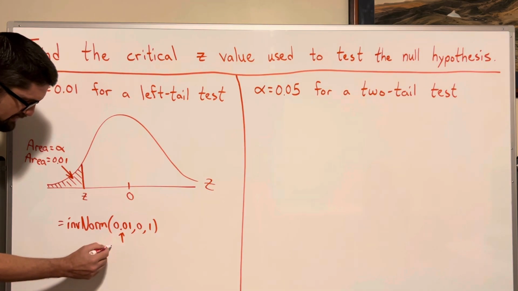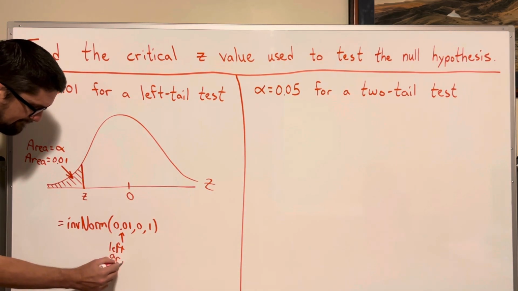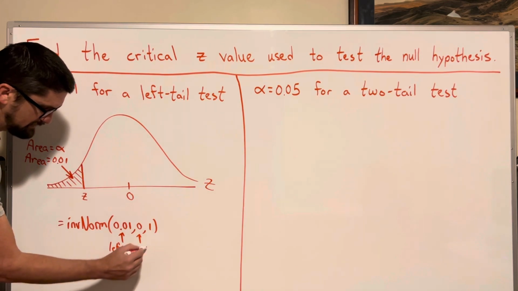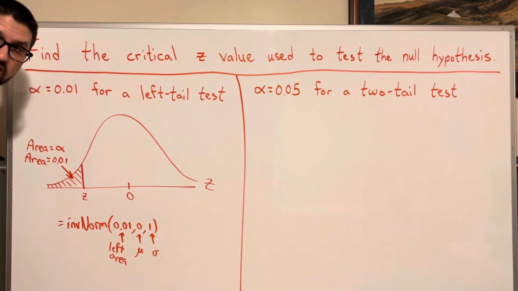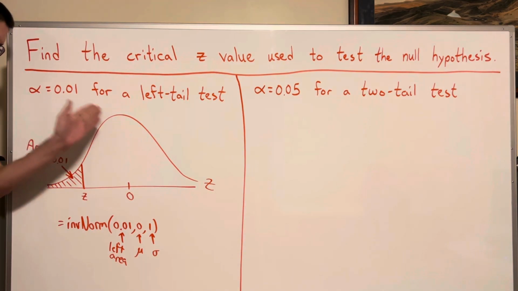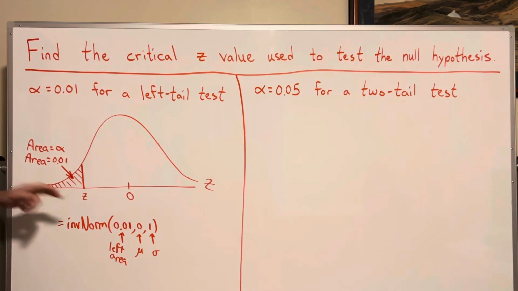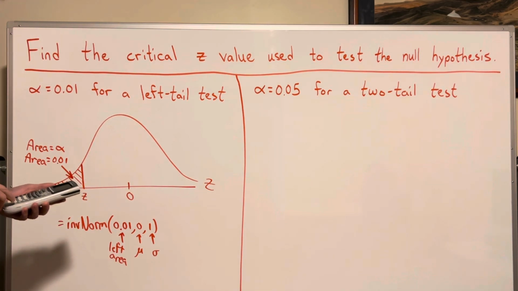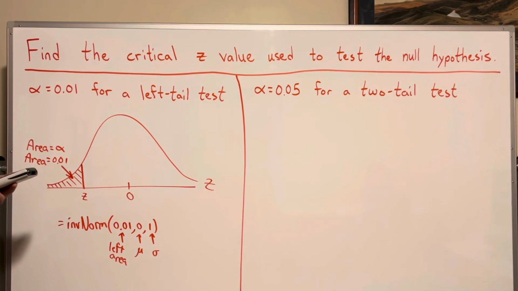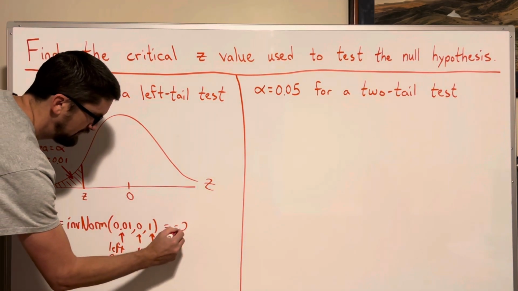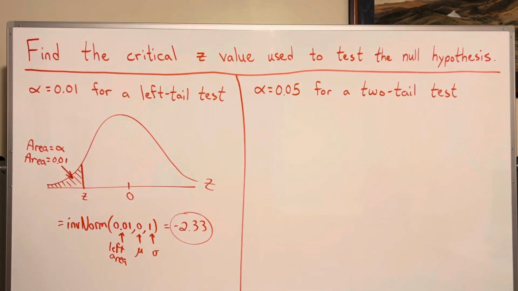So this is the left area. This is the mean, and 1 is the standard deviation for a standard normal. All right, just plug that in. Plug in the 0.01, comma 0, comma 1, and you get about negative 2.33. That would be the critical value for this situation, left tail test.